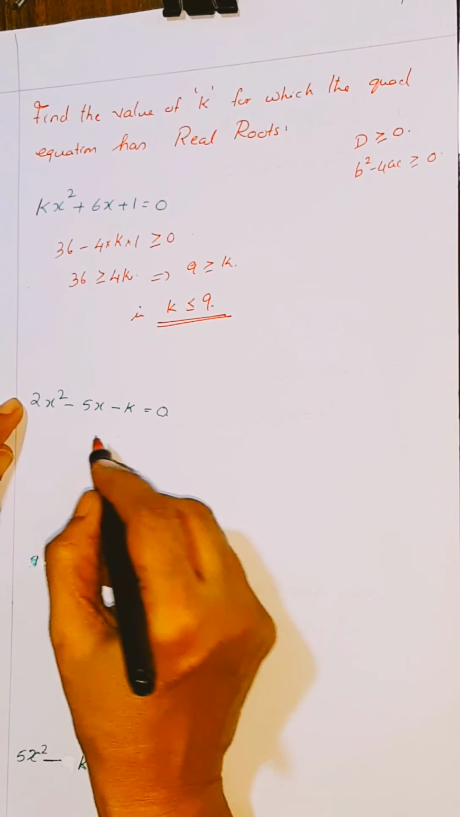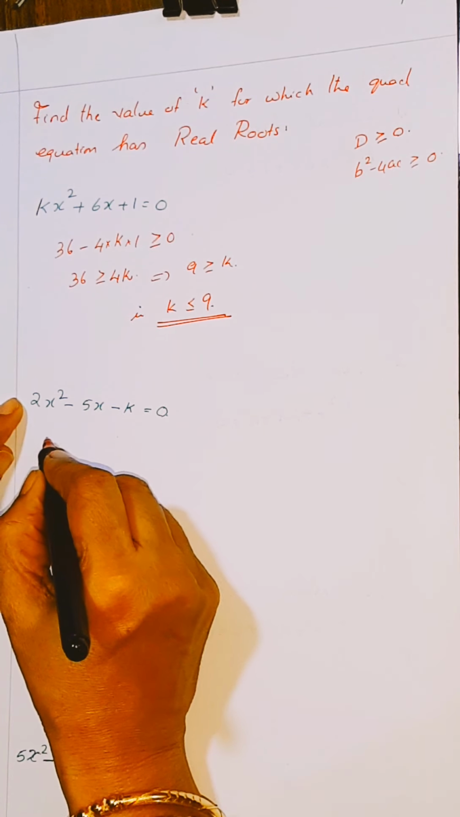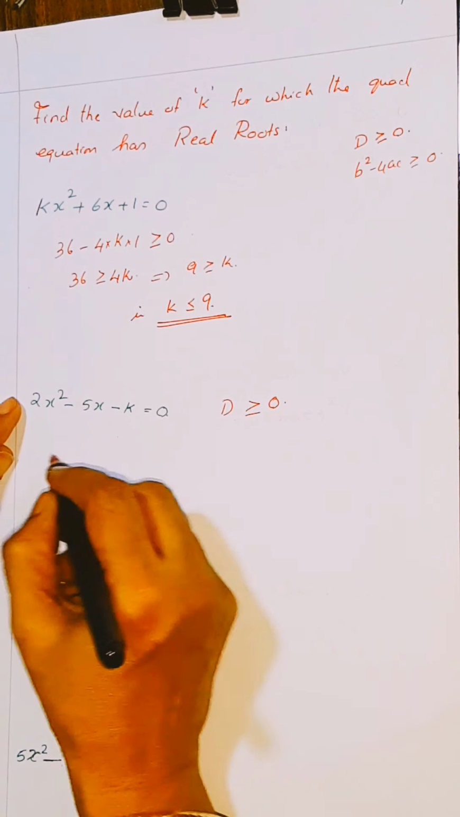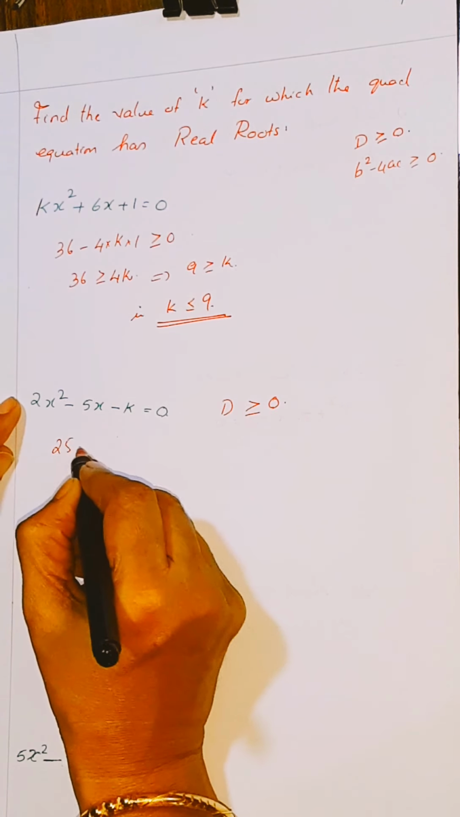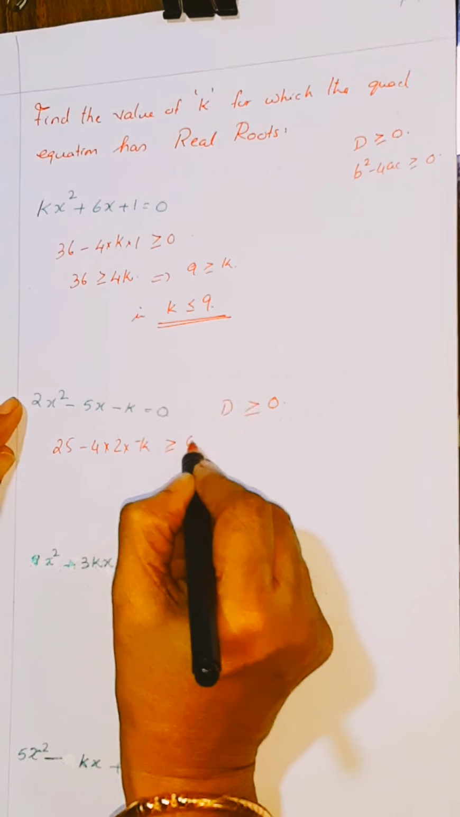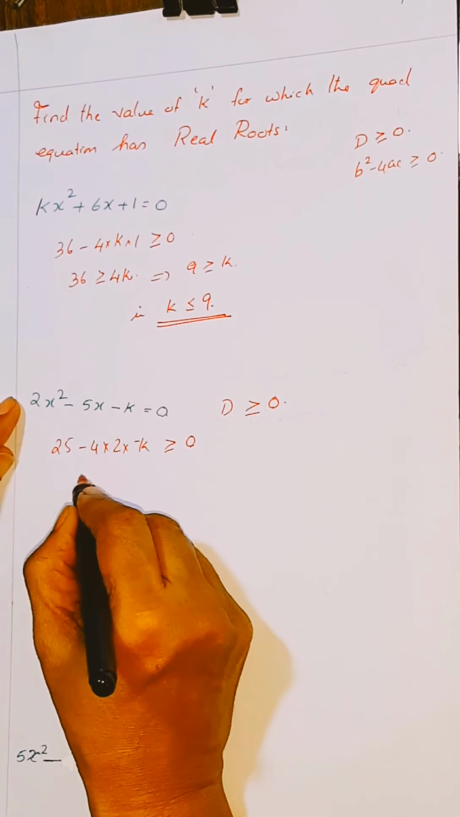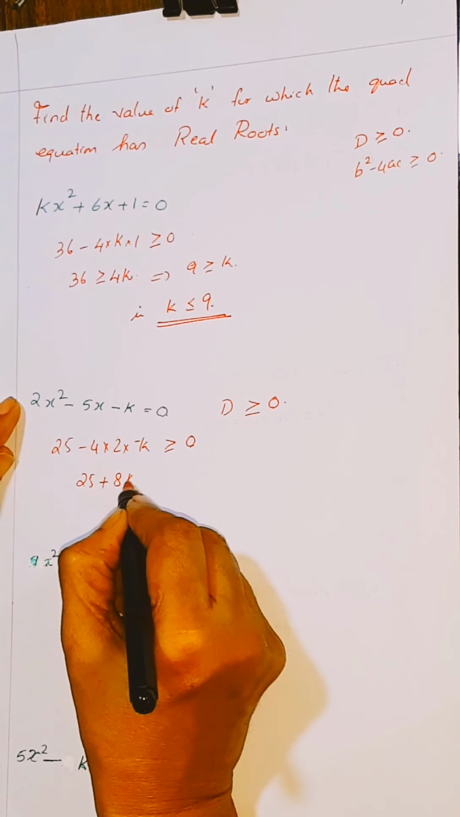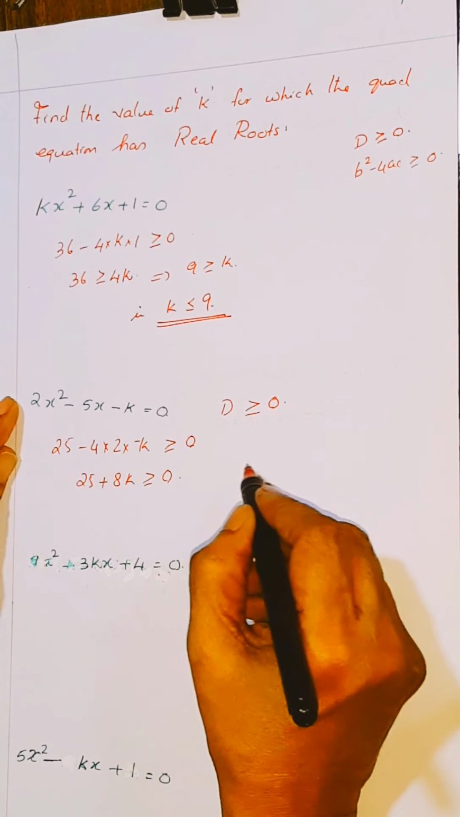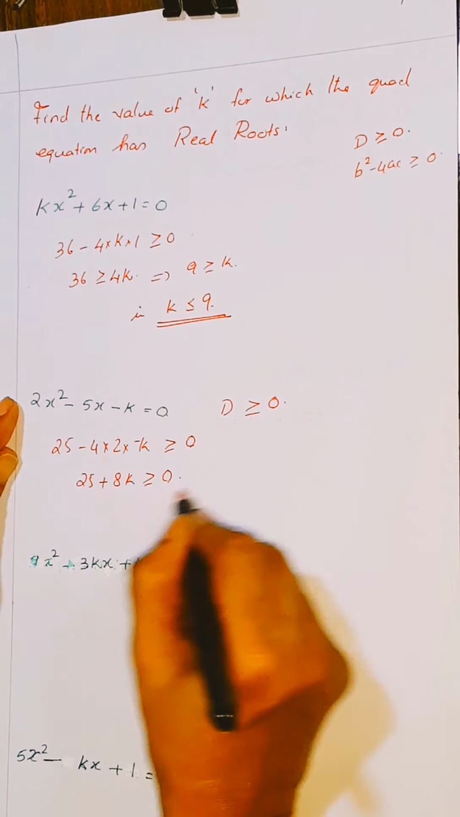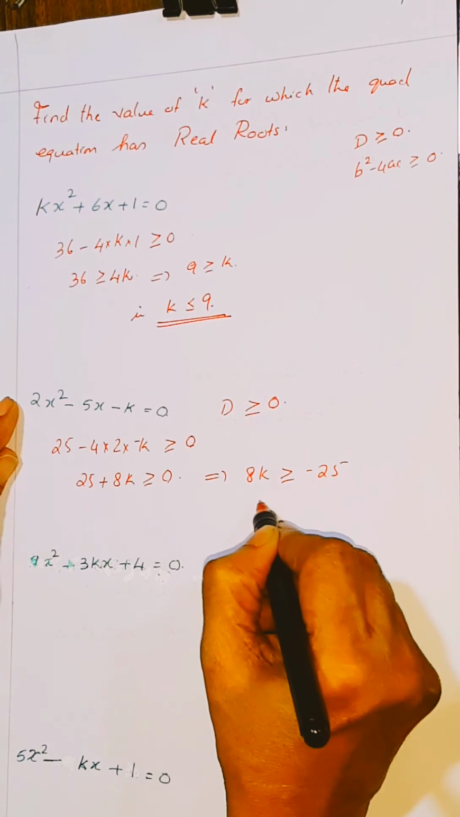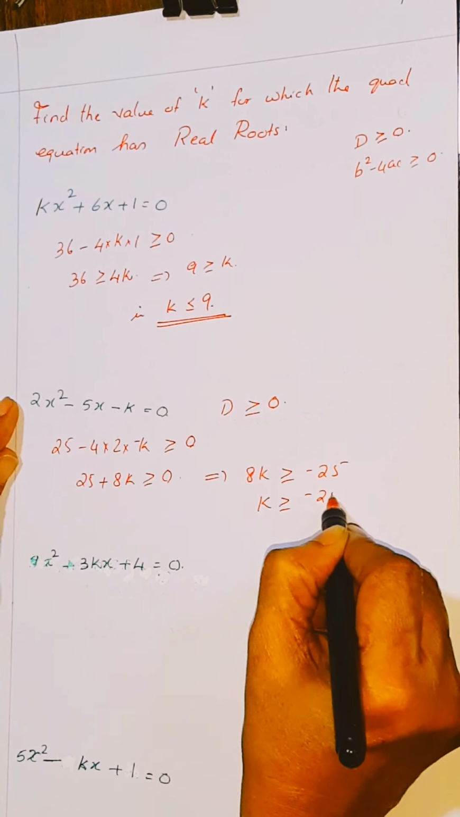Now here again D greater than or equal to 0. So b squared is 25 minus 4 into 2 into minus k is greater than or equal to 0. This is 25 plus 8k greater than or equal to 0. So 8k is greater than or equal to minus 25. K greater than or equal to minus 25 by 8.